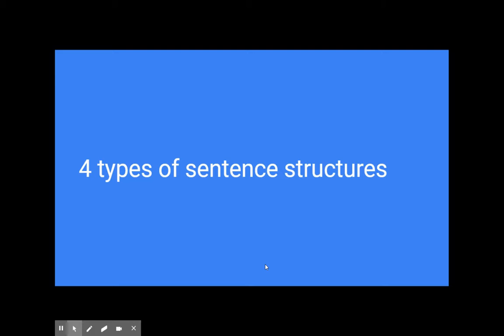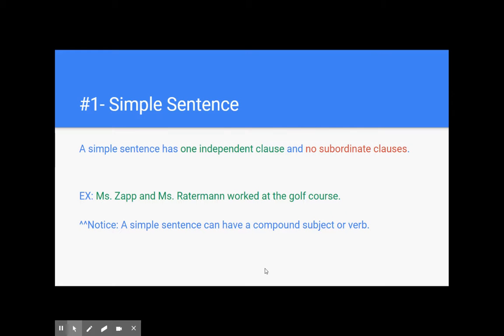We have 4 types of sentence structures. Easiest one, first one here is a simple sentence. So a simple sentence has just one independent clause. It does not have any subordinate clauses. So in this example, Ms. Zapp and Ms. Rotterman worked at a golf course. We have a subject, we have a verb, we complete a thought. Notice your simple sentence can have a compound subject, right? It's Ms. Zapp and Ms. Rotterman. It's still just one independent clause.